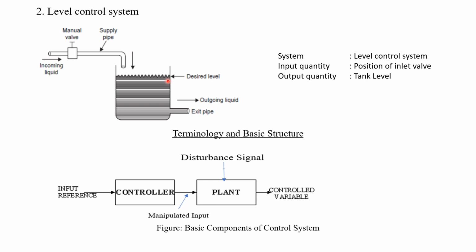Similarly, an example of an external disturbance: this tank is placed in the environment, isn't it? Now, due to a change in the surrounding temperature, there will be a decrease in the tank level. So the surrounding temperature will also affect the tank level, or the output variable. This type of disturbance is an external disturbance.